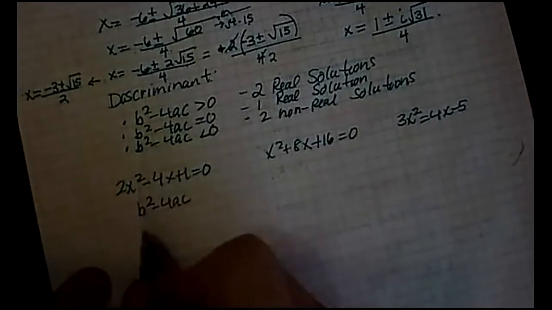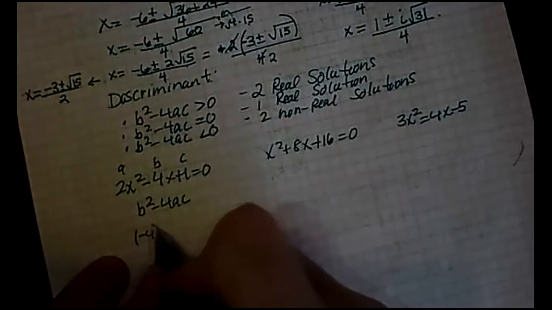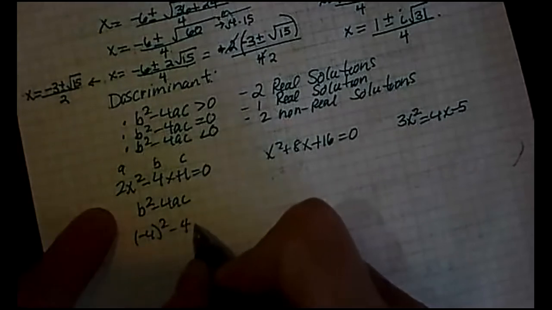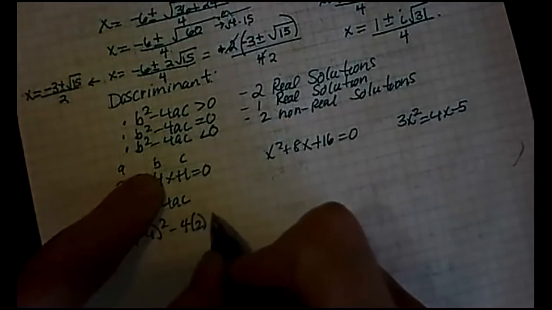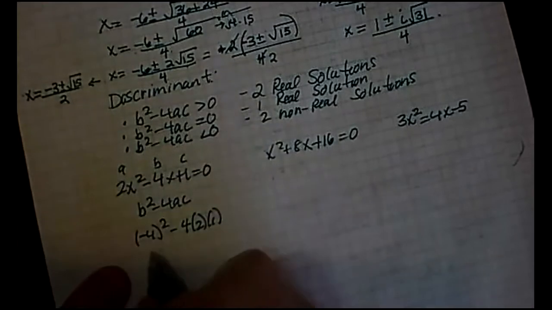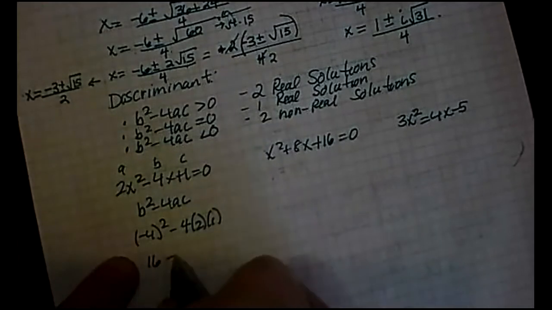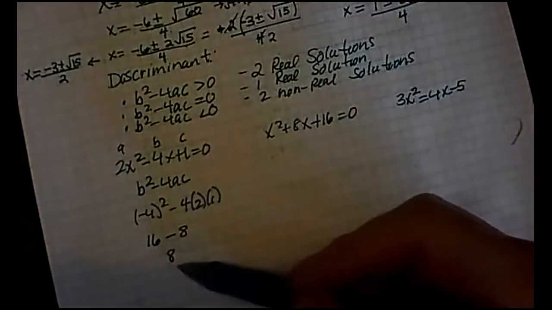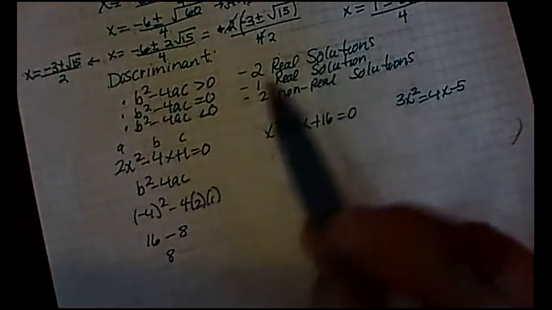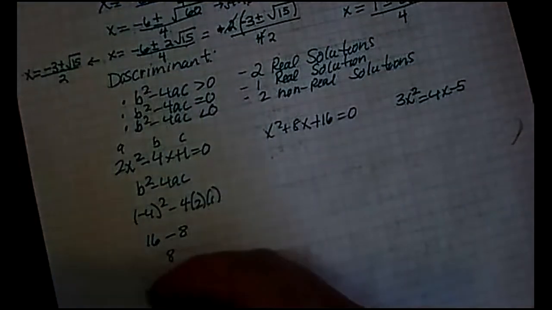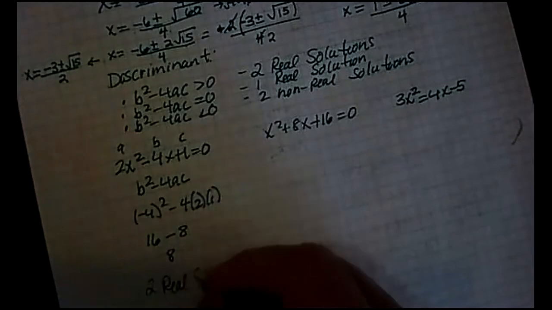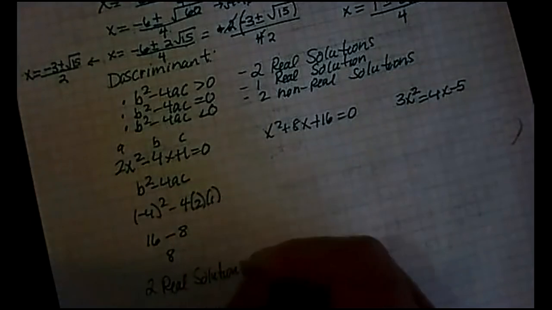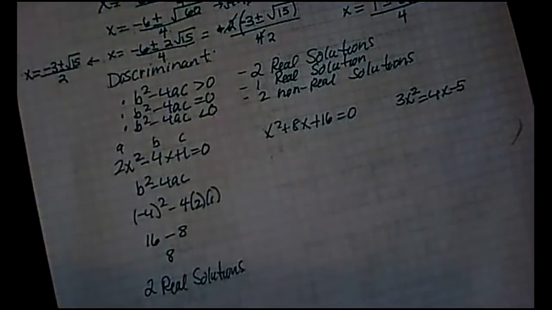So here, negative 4, remember this is a, b, c. All right, so negative 4 squared minus 4 times a times c. So what do we get here? 16 minus 8, which is 8. If this number is positive, then that means you're going to have 2 real solutions. So I would write 2 real solutions, or 2 real zeros if you want to say zeros, it's the same thing.